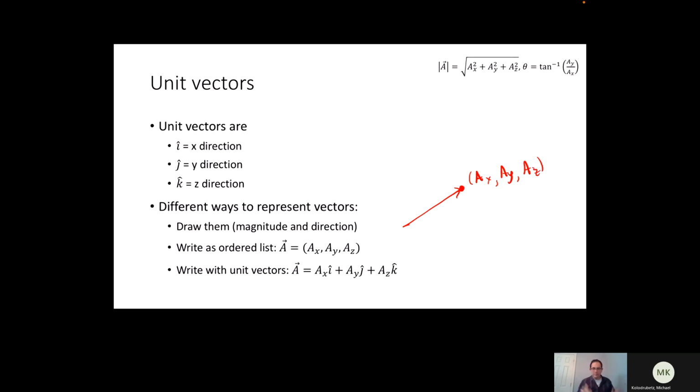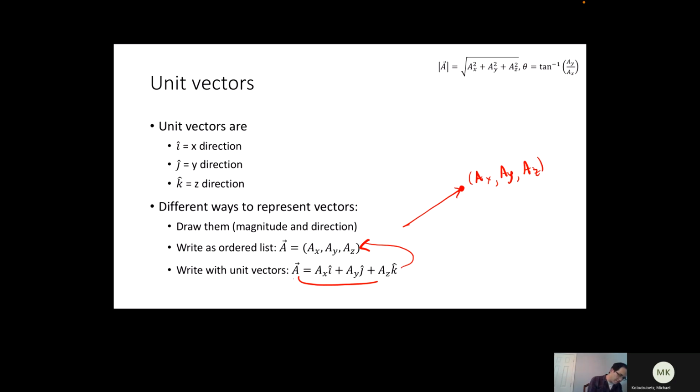The coordinates in the coordinate system. You would write that often as an ordered list: ax, comma, ay, comma, az. And then finally, if I really want to be a physicist about it, I would write it in terms of these unit vectors. A vector is ax times i hat plus ay times j hat plus az times k hat. And you can convince yourself that when I add these up pictorially, it gives me the same point in space.